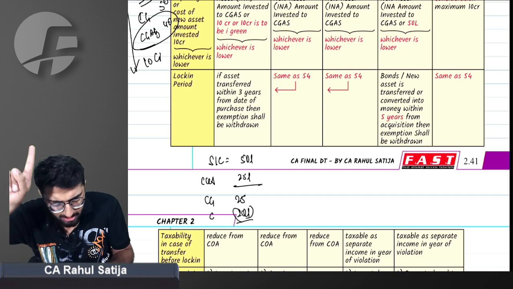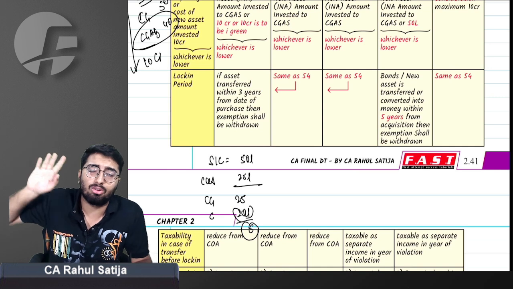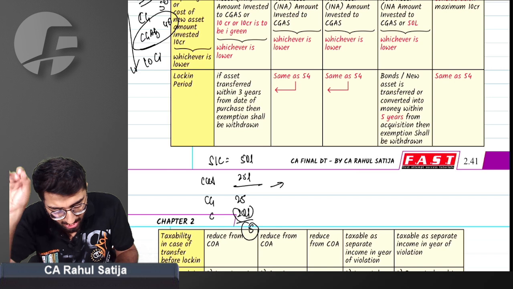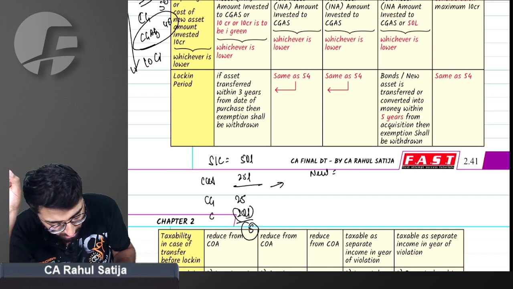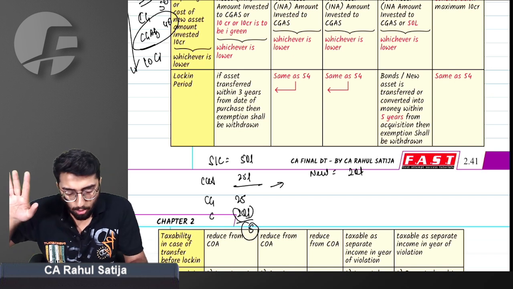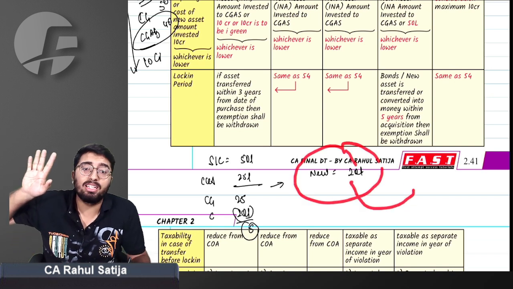I took an exemption of 20 lakh rupees and I paid taxes on 5 lakh. Now what happened was I bought a new house for 20 lakh rupees. Now, what will happen if I sell this new house within 3 years?